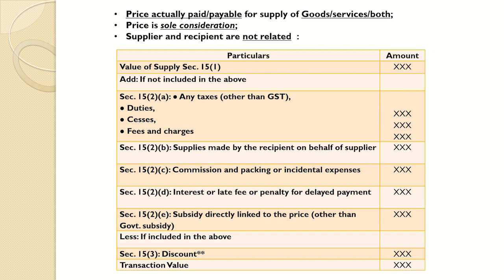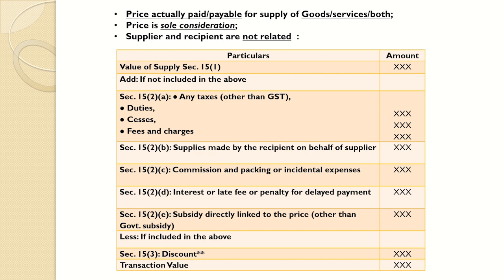Now, if you go through the format, here we see value of supply in 15.1 calculated. That is, what is the value that is charged by the supplier to the recipient of service, and include all other values which is not included above. That is, under 15.2a, any taxes other than GST, duties, cess, fees and charges collected by the supplier from the recipient. Then you add under the provisions of 15.2b all the value of supplies made by the recipient on behalf of the supplier. Then under 15.2c we add all the commission and packing charges or incidental expenses in regard to the supply.